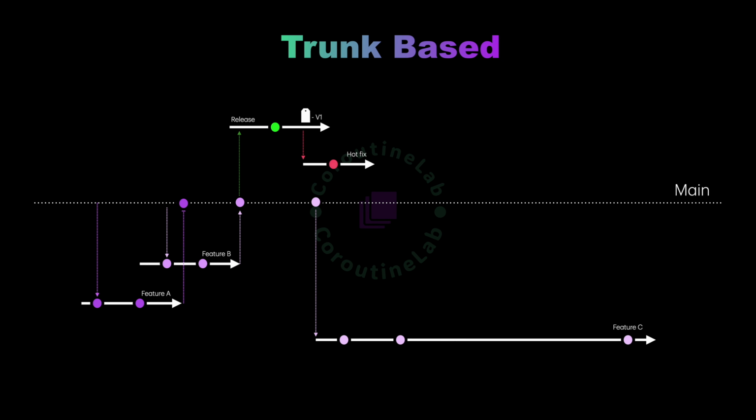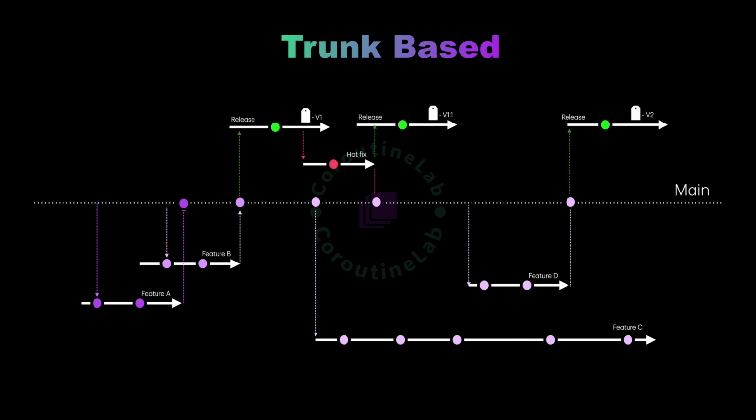If a bug is found in production, it is fixed on the main branch. The fix may also be cherry-picked to a release branch if one exists, resulting in a patched release, example, version 1.1. This workflow promotes frequent integration, rapid delivery, and streamlined collaboration, making it ideal for teams practicing continuous delivery.